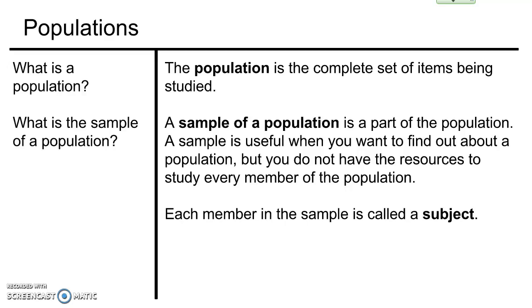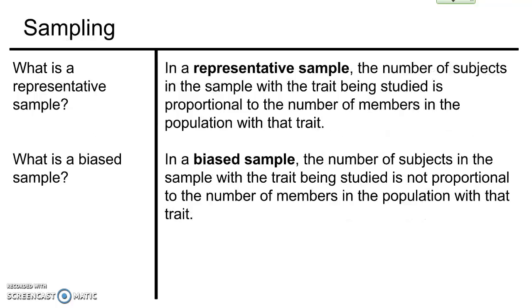First, what is a population? It is the complete set of items being studied. And since it's not practical to survey an entire population of people, we do a sample. A sample of a population is a part of the population. A sample is useful when you want to find out about a population, but you do not have the resources to study every member of the population. Each individual member in the sample is called a subject.